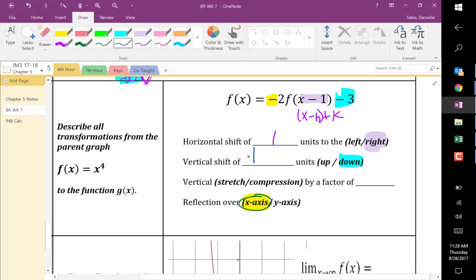Any questions on that? Now what does this 2 all the way out in front tell me it's going on? Very good. It's going to be stretching by a factor of 2. Questions? You guys are pretty good at that. Well, if it's smaller than 1, it's going to be less. Yep. 0.5, 1/2, 1/3. That would be compression.